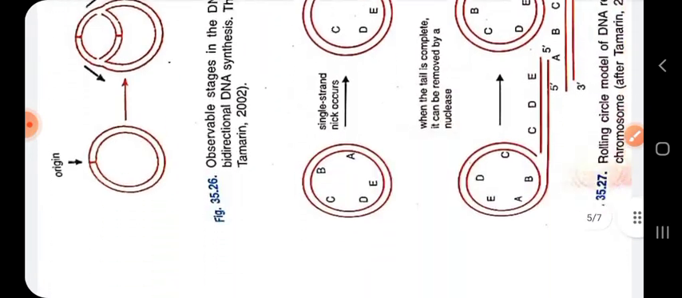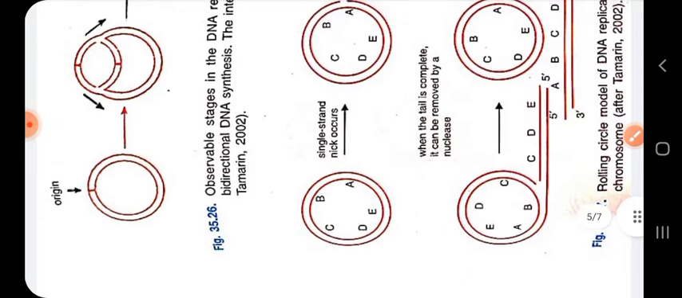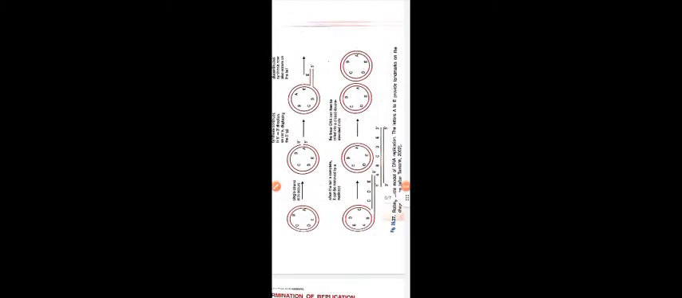Okay, so this was the rolling circle model of replication. I have forgotten to rotate the image here. Try to rotate the image in this angle, then it will be clear for you. Now I think, oh, it has become the opposite direction now. So just turn your mobile in the opposite direction.